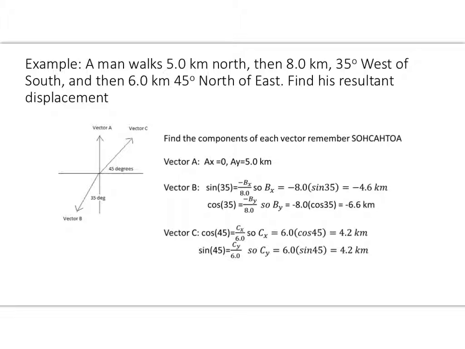Okay, so now we're going to go through a problem that illustrates what we were talking about on the previous slide. We've got a man who walks 5 kilometers north, 8 kilometers 35 degrees west of south, and 6 kilometers 45 degrees north of east. We want to find his resultant displacement.